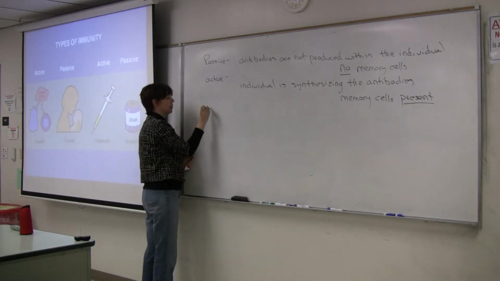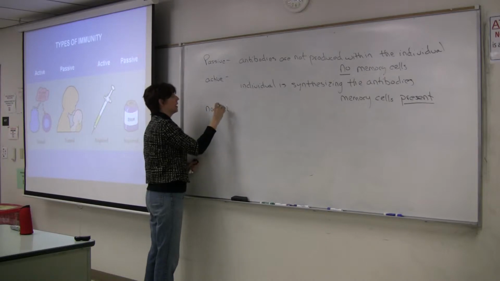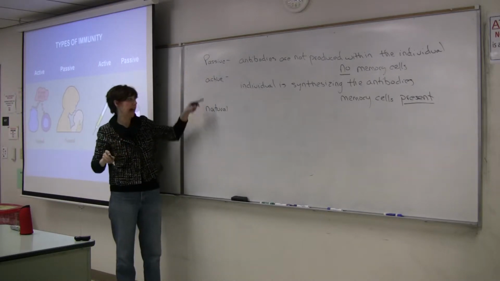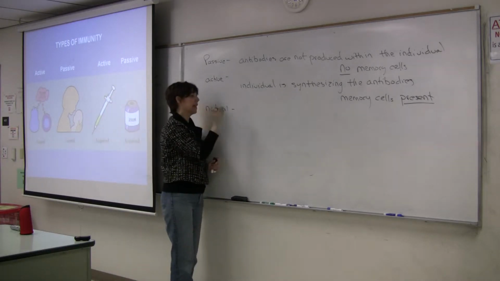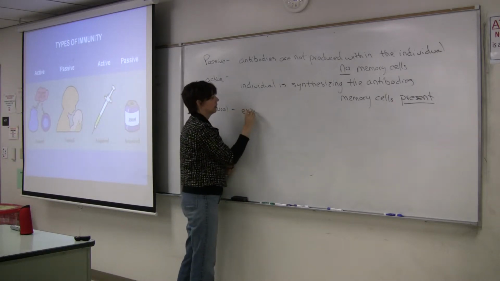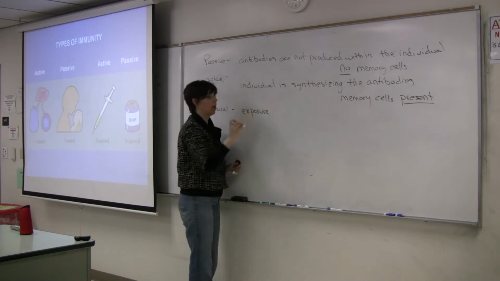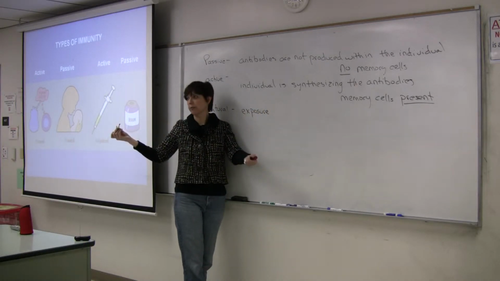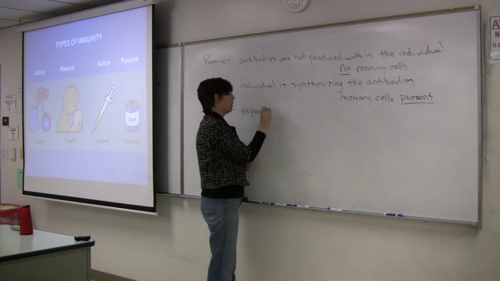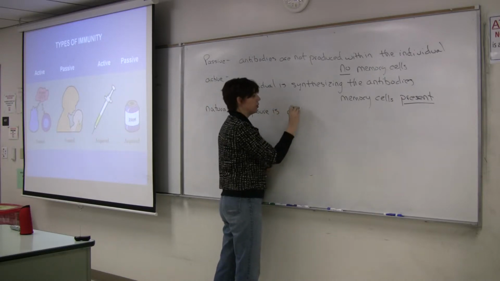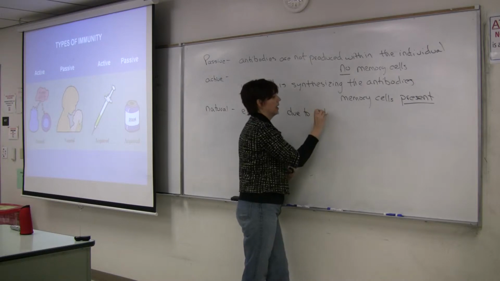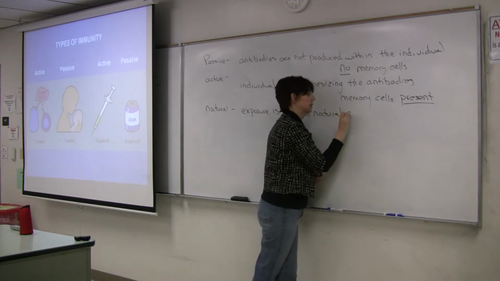Then we have natural. So we can have natural passive or we can have natural active. All right? Natural means the exposure occurred without artificial means. Okay? So exposure is due to natural causes. Talk about circular reasoning.